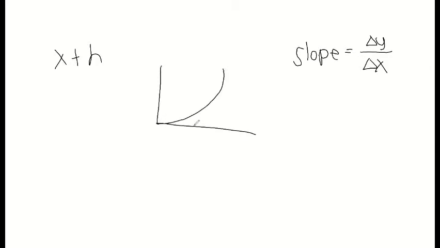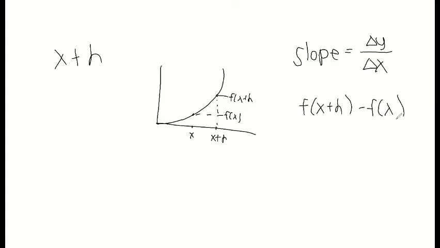Here is our graph, here is our point x, and here is our point x plus h. This would be f at x, and this would be f at x plus h. So if we wanted to calculate the slope of this, it would be f at x plus h minus f at x over x plus h minus x, which would just be h. So this is the formula that we use.